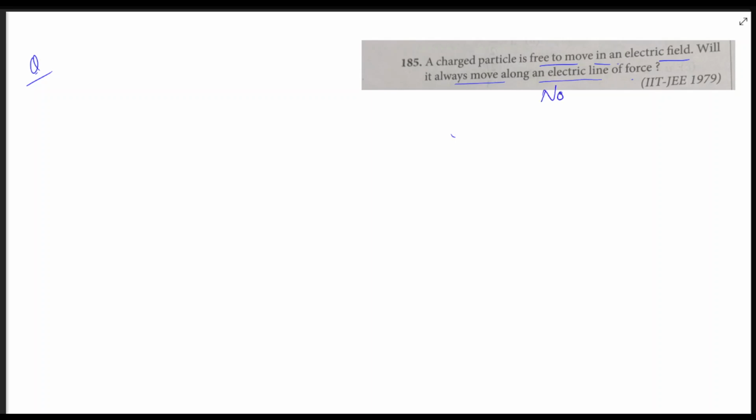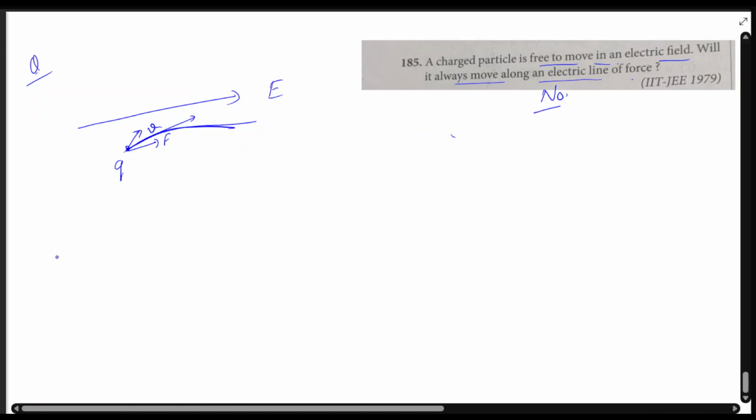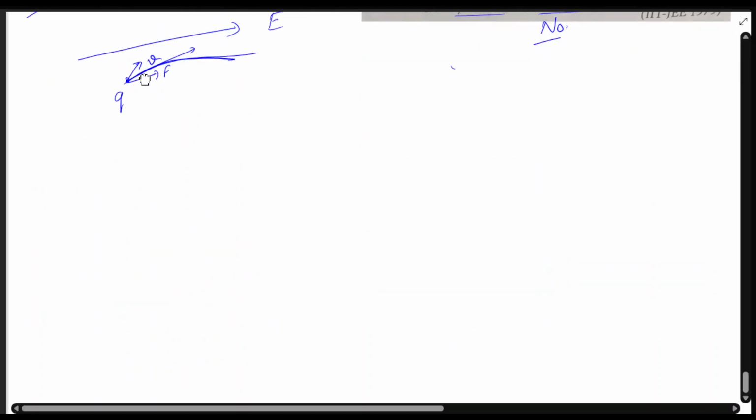So no. Why? Suppose we have an electric field like this and a particle is moving like this. Suppose it has a velocity in this direction. So definitely if it has a charge Q, force will come in this direction. It will start to bend towards this F, but it will move like this. Electric field is like this, the particle trajectory will be like this. So no, it does not always move along the field line, right? So this was our 13th question. Let's move on to the 14th question.